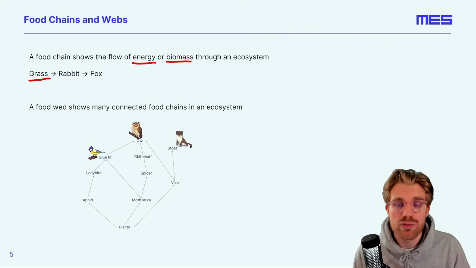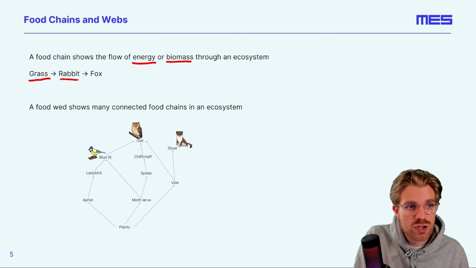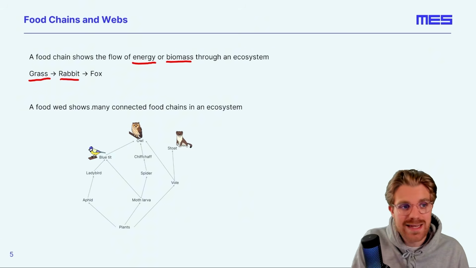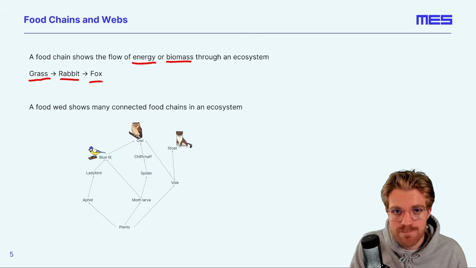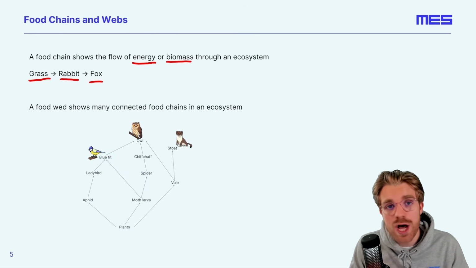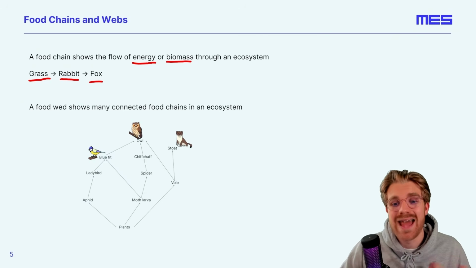This we call the primary consumer. The rabbit is an example of a primary consumer. It is eating the producer and the biomass is transferred to the rabbit. The rabbit is then eaten by the fox, which is an example of a secondary consumer. We can also have tertiary consumers and very rarely a quaternary consumer. The very top of the food chain is often referred to as an apex predator.